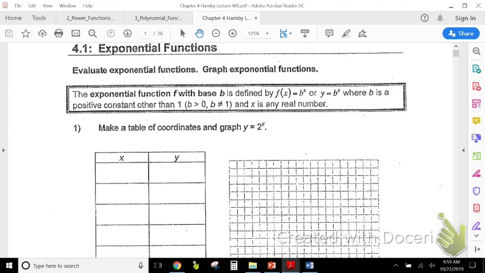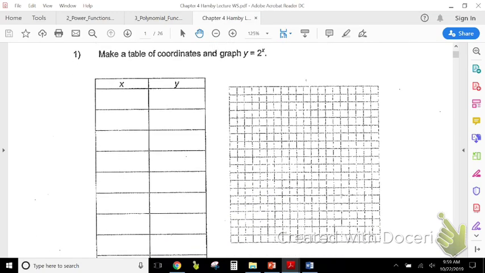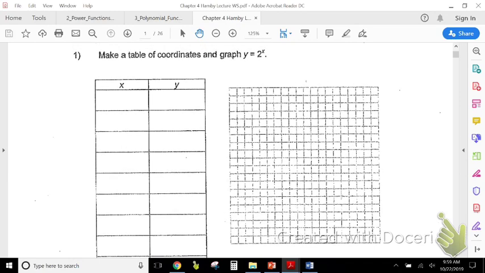So we're going to make a table of coordinates, and we're going to graph y equals 2 to the x without using our calculators. So let's pick some x values. How about -3 to +3?